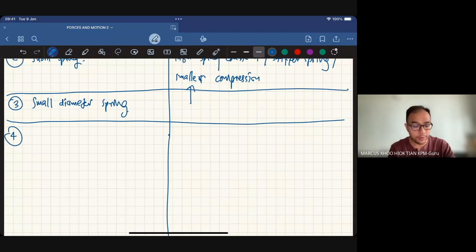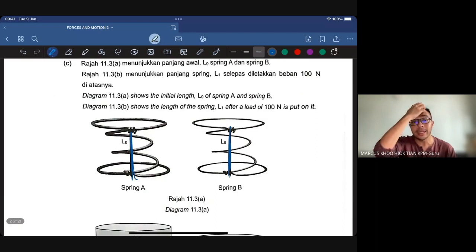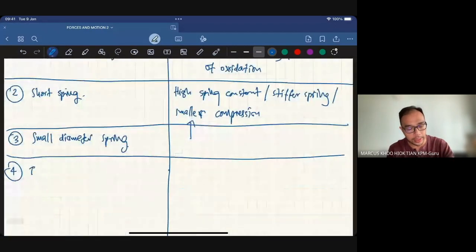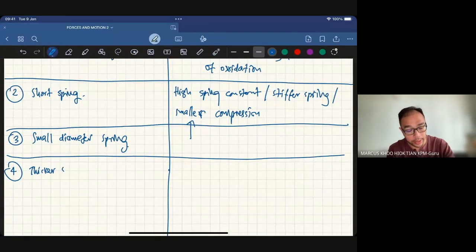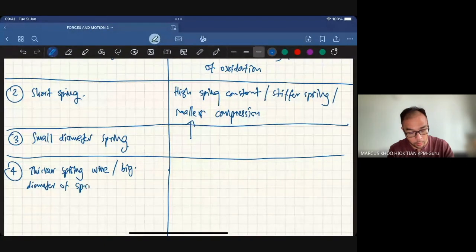So the thickness of the spring, of course, if you've been following this, you definitely want a thicker spring. It has less compression. Less compression means it can support more. So you can say thicker spring wire, or big diameter of spring wire.